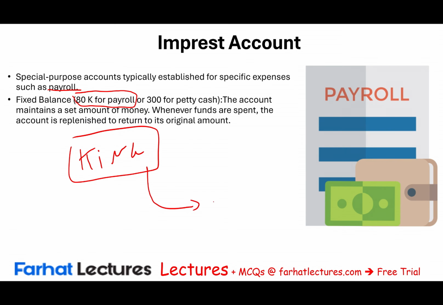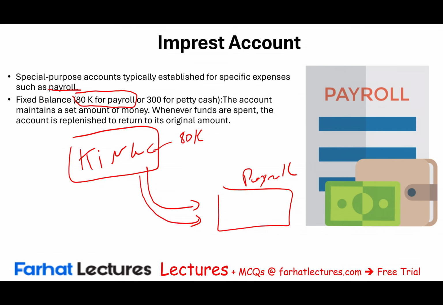Then what they would do, they will create another account only for payroll. And they know after they did their internal control procedures, they should have $80,000 in payroll. You know, the managers review the time card. The time cards are approved. Everything is matched against the HR. What they will do, they will transfer $80,000 to the payroll account.